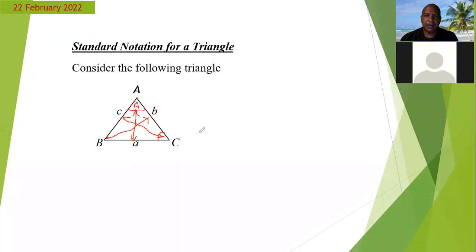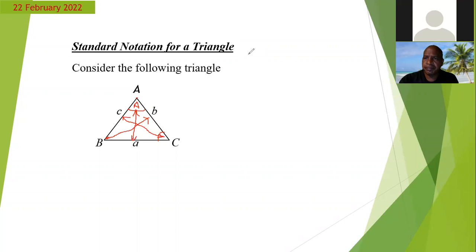All right, any question about that? Everybody get that standard or that convention of labeling triangle? Anybody get the idea? Raise your hand if you understand what was just said about the labeling of triangle.